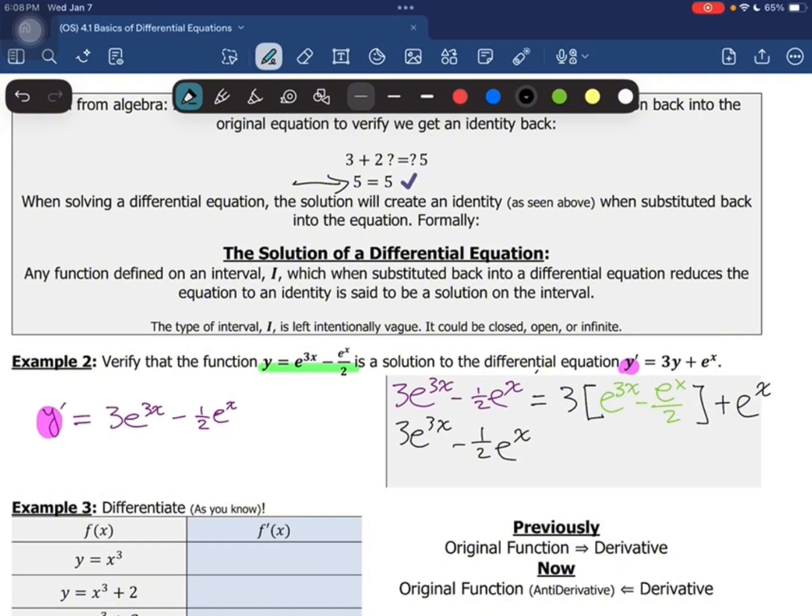And actually, we don't know if this is equal yet. We want to prove that it is. We distribute and get 3e to the 3x minus 3/2 e to the x plus e to the x. And one last step, simplifying it further. Minus 3/2 plus 1 is minus 1/2. That is right.